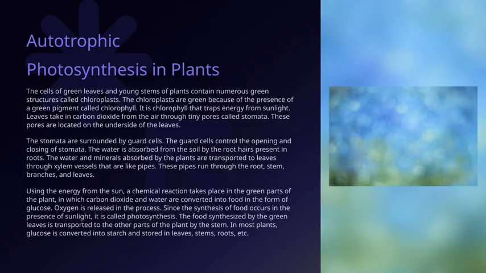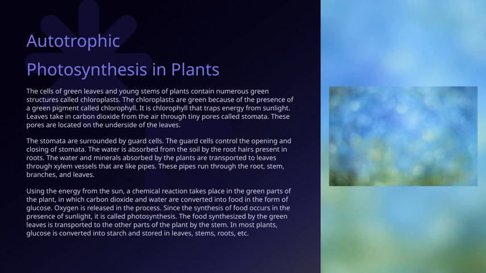Using sunlight energy, a chemical reaction occurs in the green parts of the plant. In this process, carbon dioxide and water are converted into food, specifically glucose. Oxygen is produced and released as a byproduct of this reaction. Since this process depends on sunlight, we call it photosynthesis, literally, making food with light.